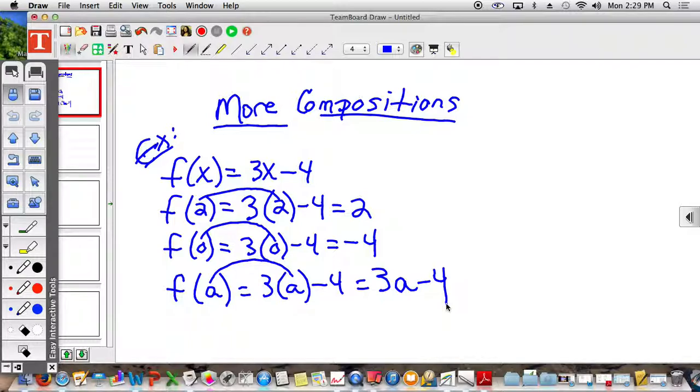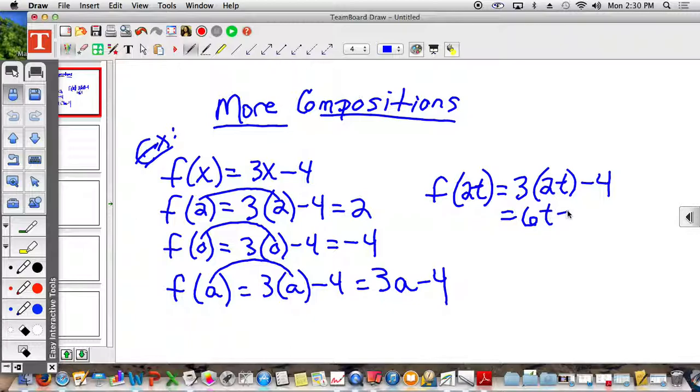What about this though? What if I ask you to calculate f of 2t? What are you going to do? Put it in for x. Rewrite the equation again. So you're going to have 3, instead of an x, you're going to replace x with 2t, minus 4. What is 3 times 2t? It's 6t. So you're going to have 6t minus 4.